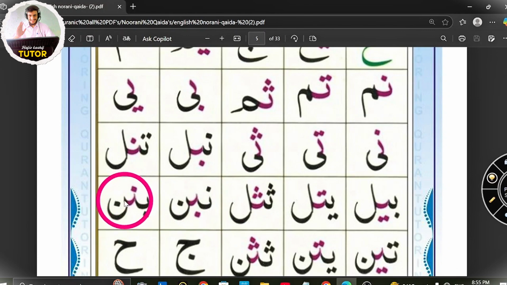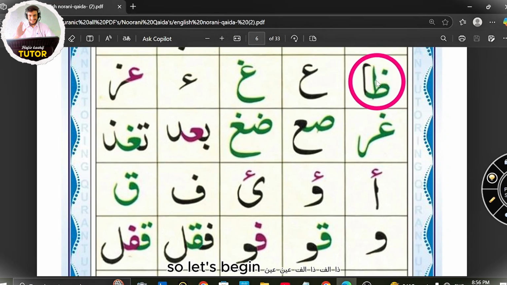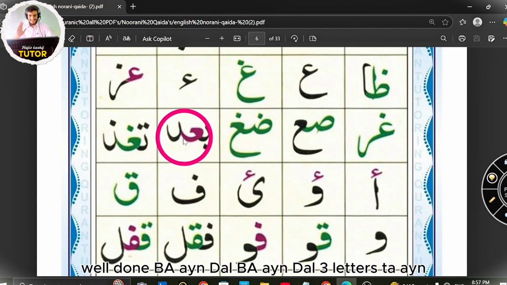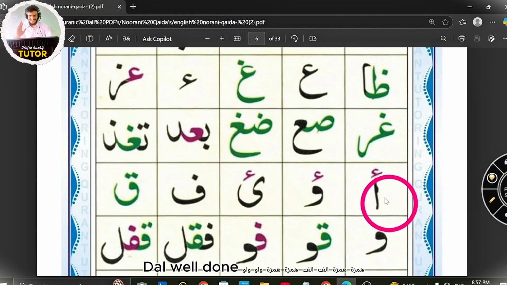Ba nun. We know all the makhraj points, so let's begin. Dha alif. Tha alif. Ain. Ghain. Hamza. Ain za. Ghain ra. Sad ain. Zad ghain. Well done. Ba ain dal. 3 letters. Ta ghain dal. Well done.